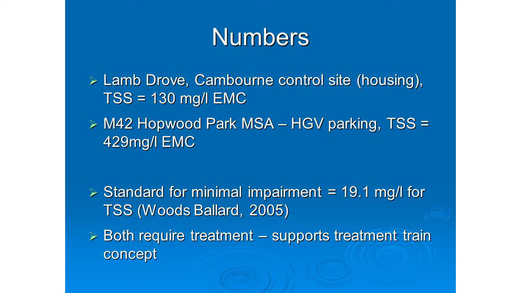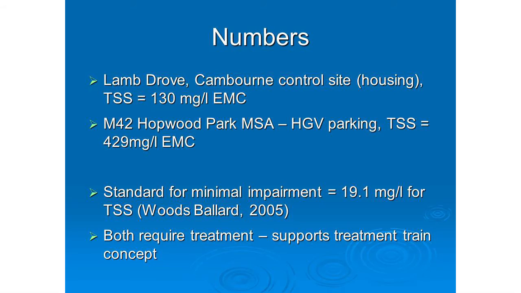And just some numbers here that back up what is in those reports. So at Lambdrove, the work that Fowler's been doing, the control site there, the housing, TSS of about 130 milligrams per litre, event mean concentration, which is the same order of magnitude of what all these other documents have quoted. And the same for the M42 at Hopwood Park. There's an HGV parking area there. That's got higher pollution loads. So again, the TSS there, as you'd expect, is higher, 429 milligrams per litre.